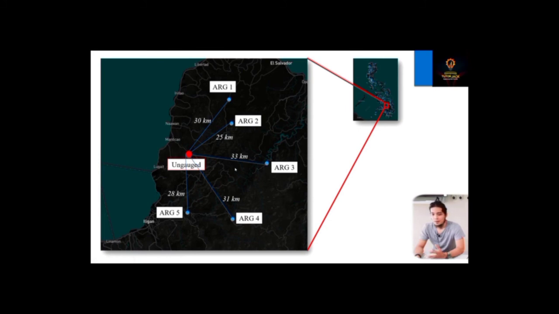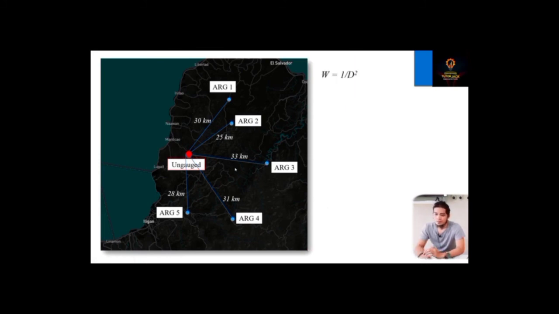So, paano natin i-apply yung equation kanina? Una is compute natin yung weight per rain gauge. So, for example na lang sa ARG1, weight ng ARG1 is 1 over D1 squared. Determine na yung distance natin, which is 30 kilometers. So, 1 over 30 kilometers squared. Yung weight natin is 0.00111. So, yun yung weight natin. Same with the other rain gauges. W2, for example, equals 1 over D2 squared lang. And then W3 equals 1 over D3 squared, etc.